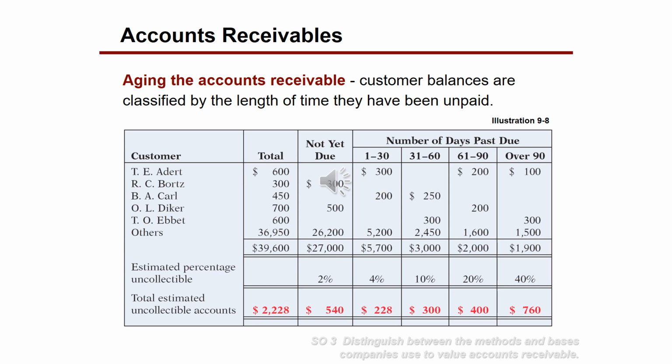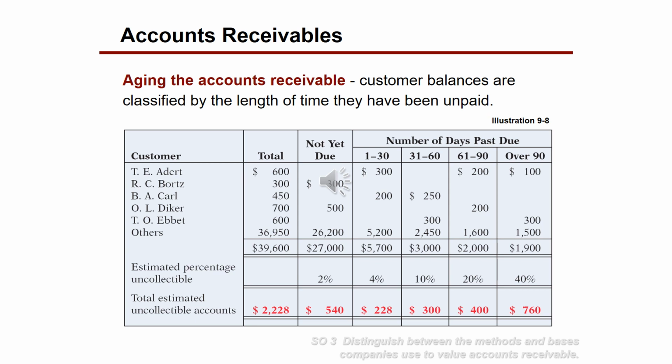This company in particular chose to break them into 4 groups, so from 1 to 30 days overdue, so 1 month, and then 31 days to 60 days, so 2 months overdue, and then 61 to 90 days, so basically 3 months overdue, and then over 90, so amounts that are overdue more than 3 months, right?